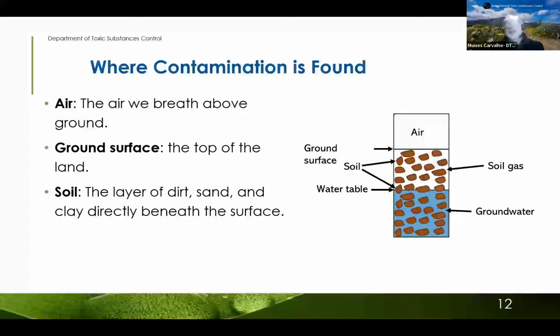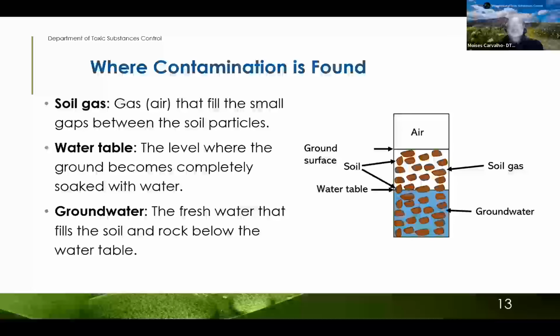At the surface level or the area beneath the ground, areas of contamination may include the following: the air. It is the air that we breathe above the ground. Ground surface is the top of the land, and soil, the layer of dirt, sand, or clay directly beneath the surface. Next.